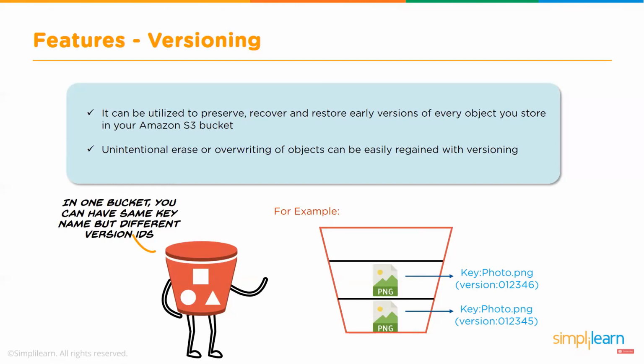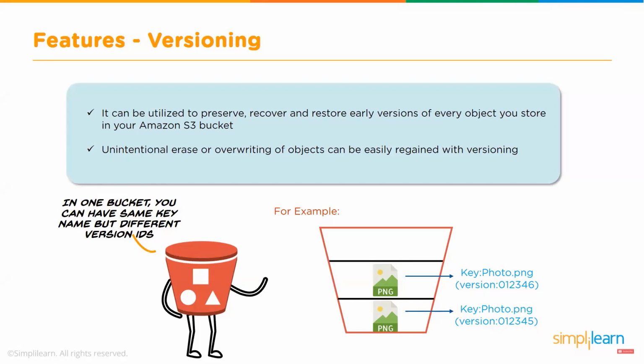Take this bucket and data for example. Photo.png is a file that was initially stored. It attached a version ID to it, and then we edited it. Let's say we added some watermark, we added some graphic to it, and that's now the new version of it. When we store it with the same file name, it accepts the same file name but creates a new version ID and attaches it.